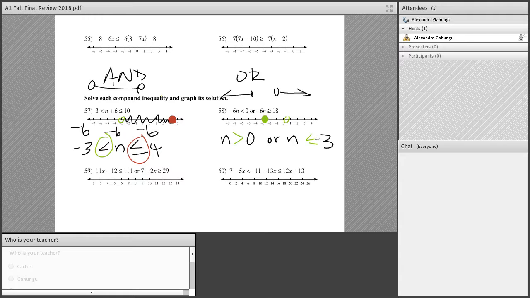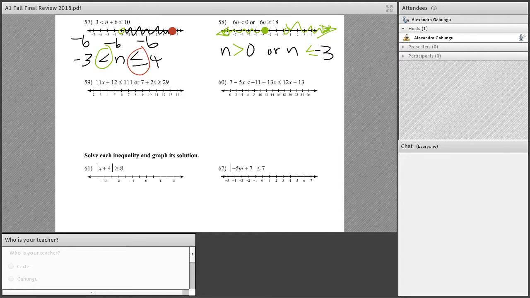Oh, sorry, it's or. So I want something n is greater than 0, so all the numbers greater than 0 are in this direction. And all the numbers less than or equal to -3 are in this direction. So there we go. So we just take those individually. And in this case, they went in different directions.